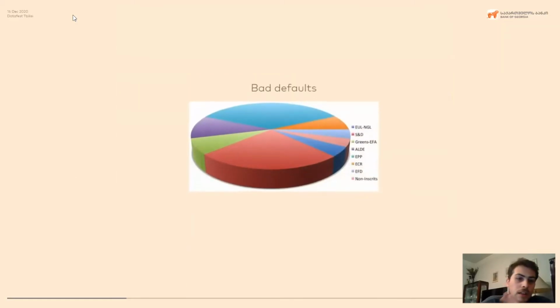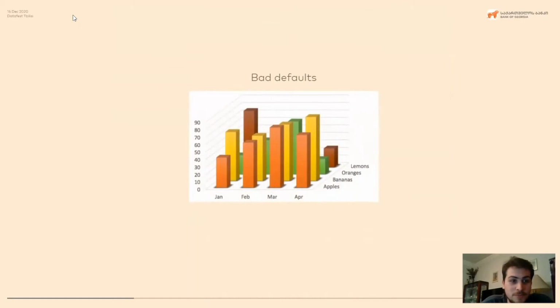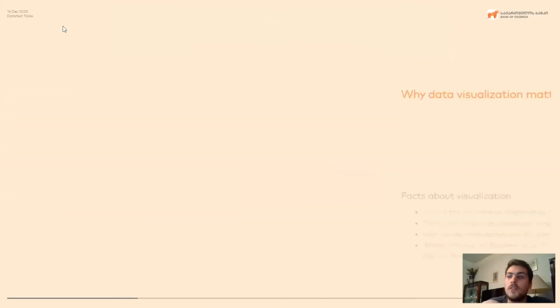Many people tend to use default settings of visualization, which can cause this, or this pie chart shown here, which is the result of bad visualization and bad default settings, or it can be this. I think all of you have seen such visualization. So let's come back to our big question.